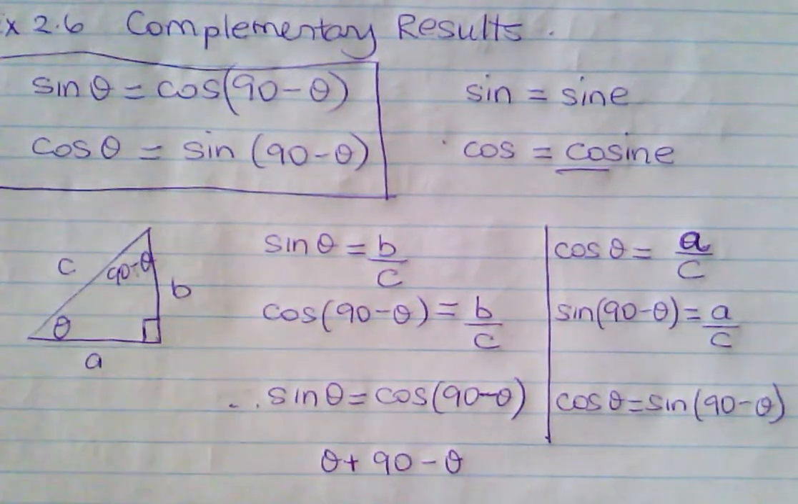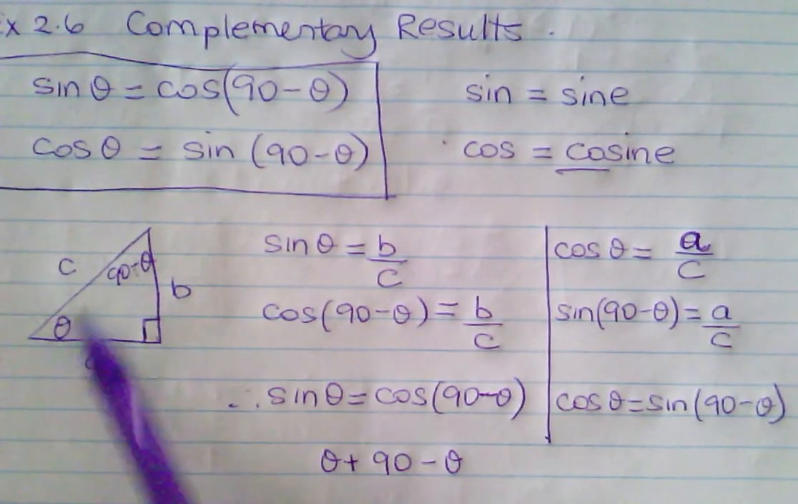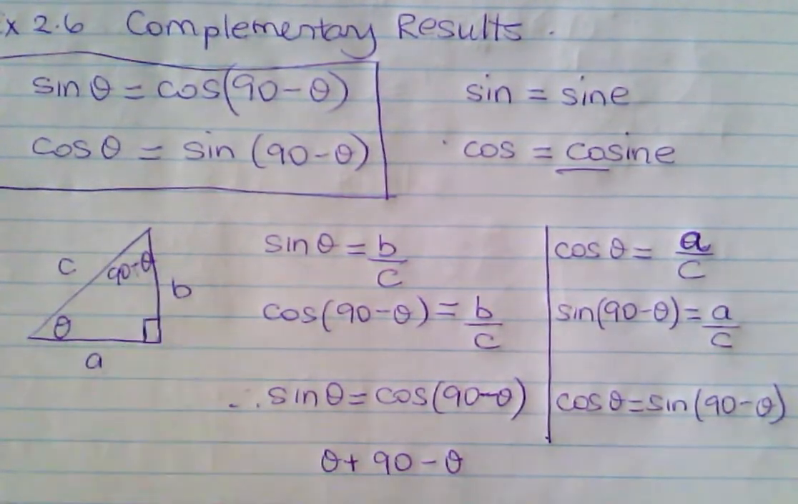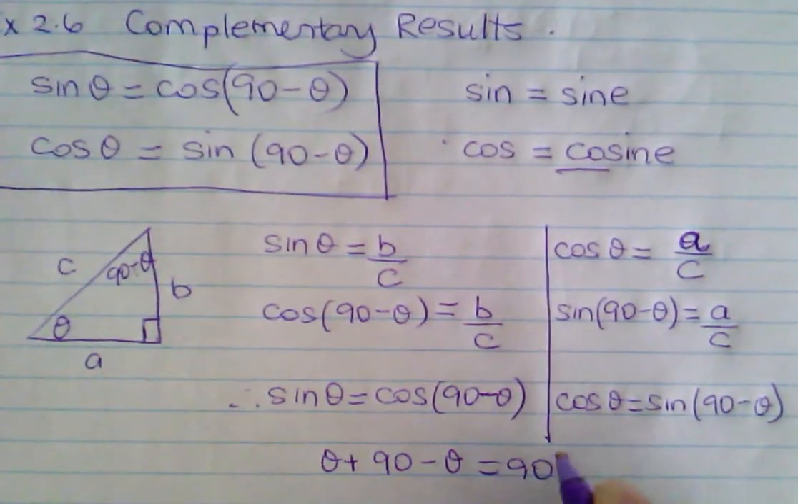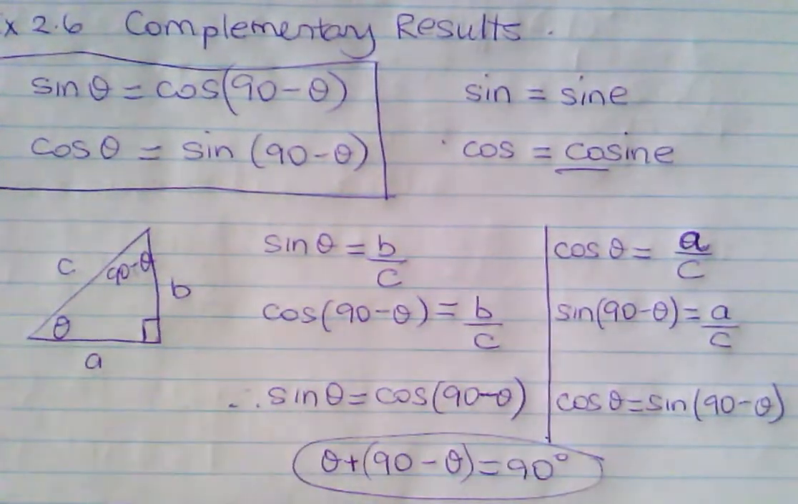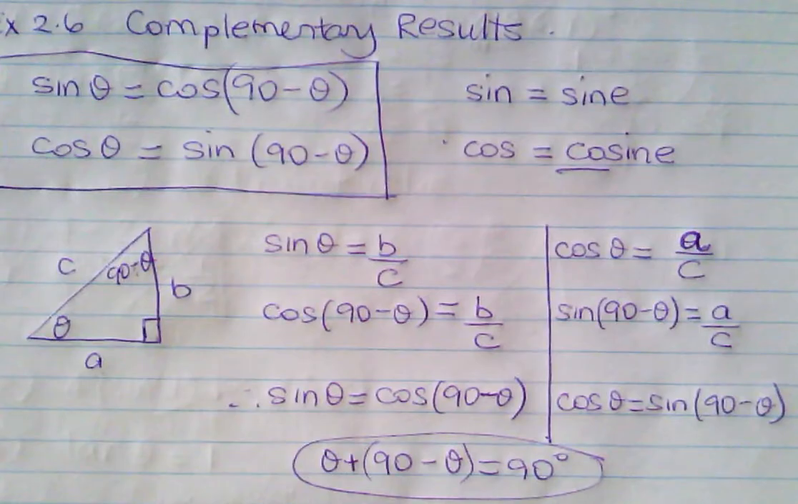What you'll notice about sine theta and cos 90 minus theta is that theta and 90 minus theta add up to 90, don't they? Don't these two angles add up to 90? I can put this one in brackets, but it doesn't matter. These two angles add up to 90, all right?